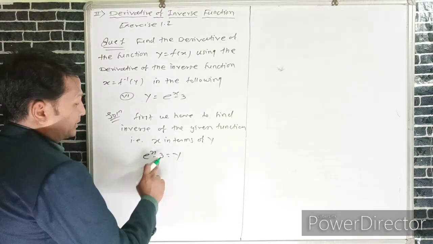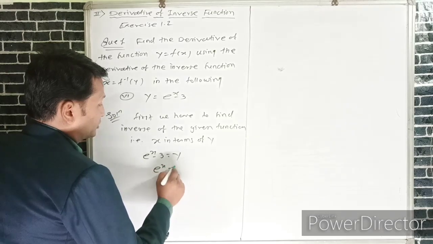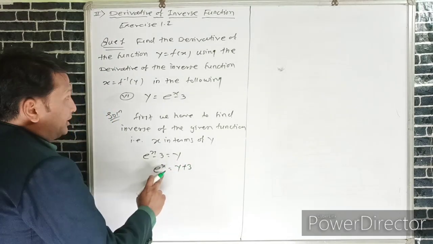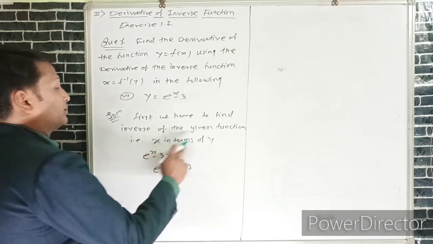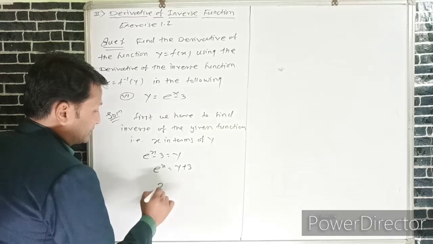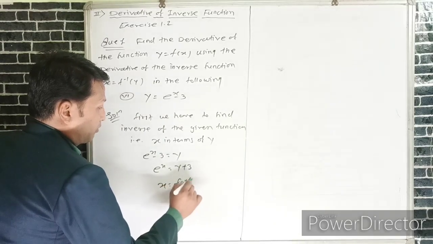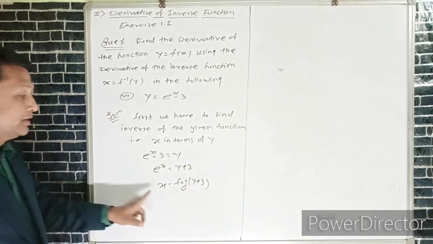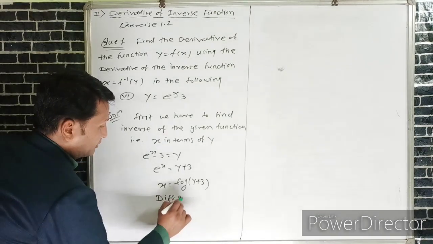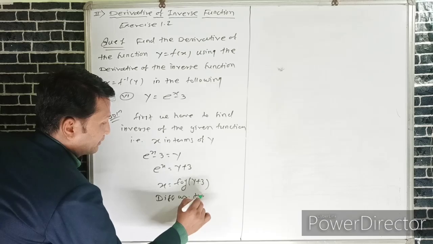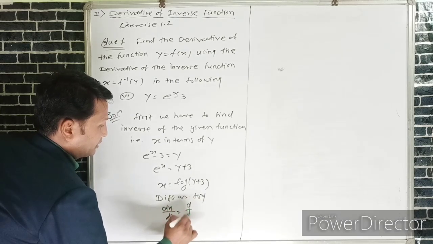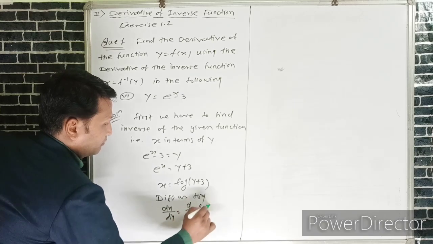If we shift this minus 3 to the right side, then we can write e to the power x is equal to y plus 3, or 3 plus y. We have to find the value of x in terms of y. Shifting to the right side, we can write x is equal to log of y plus 3, by using the definition of logarithm. Now we differentiate the given function with respect to y, then we can write dx upon dy is equal to the derivative of log of y plus 3.